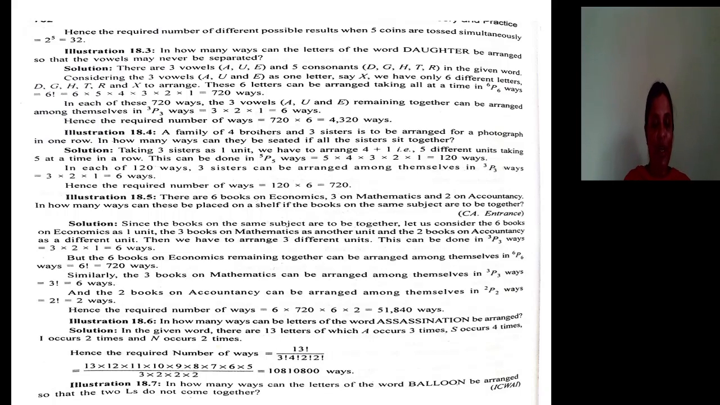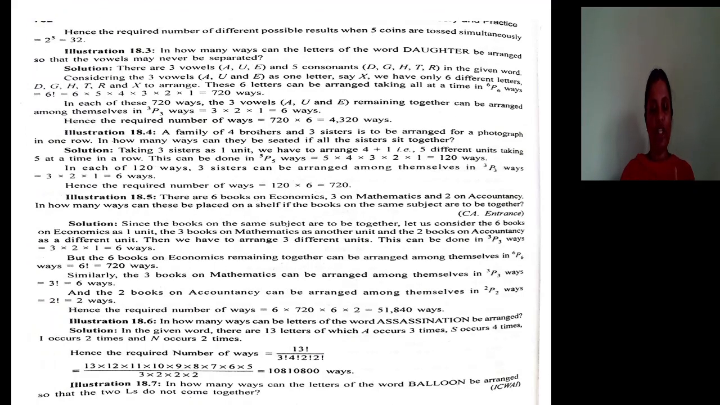See, just look at the next one. In how many ways can the letters in the word balloon be arranged so that the two L's do not come together? Again, L is repeated twice, O is repeated twice. How many letters are there? There are 7 letters. L occurs 2 times, O occurs 2 times. The number of arrangements of 7 letters in the word is 7 factorial divided by 2 factorial into 2 factorial.